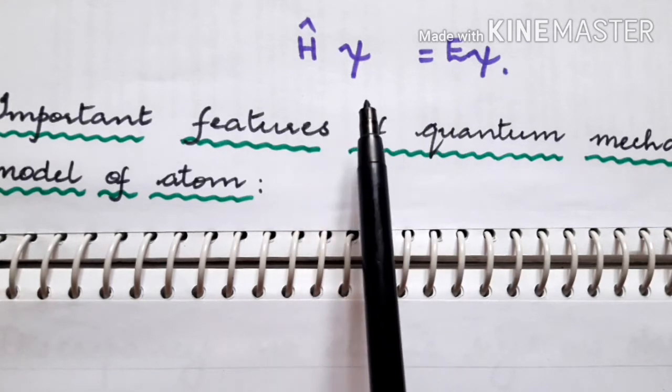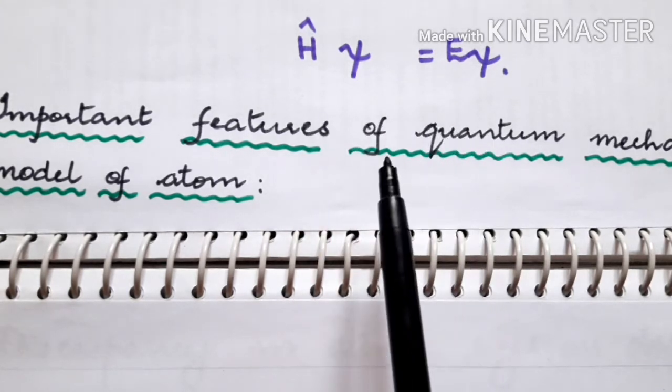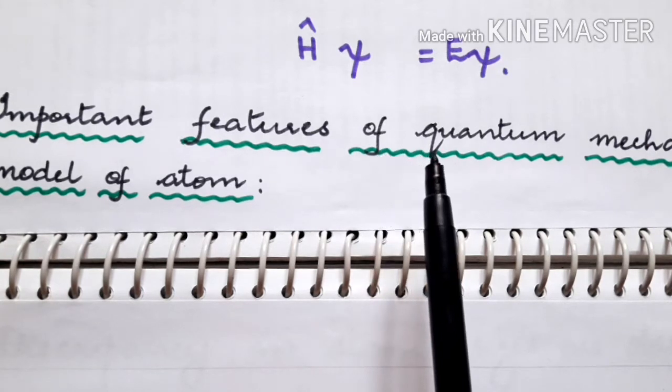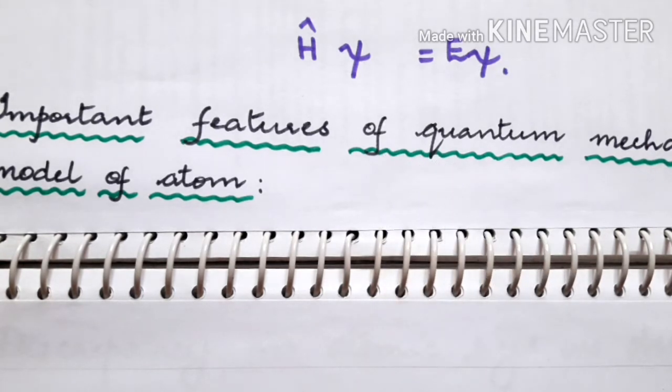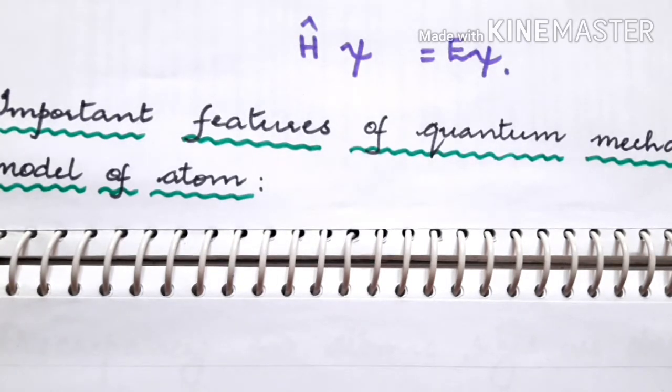So H cap psi is equal to E psi has a solution, that is psi, which is called the wave function. As such, the wave function doesn't have any physical significance. Why it is important is because we are concerned with the value of psi square. Psi square is probability density, and probability density helps in understanding the region around the nucleus where there is maximum probability of finding the electron. We shall see the important features of the quantum mechanical model.